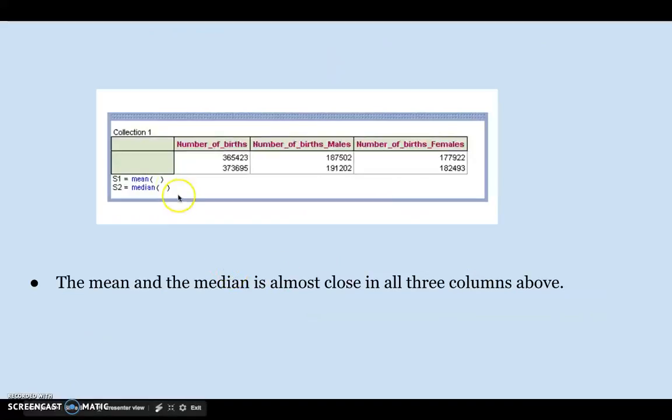And this is a table of the mean and median for number of births, number of births for males, and number of births for females. We can see the mean and median are close to each other.